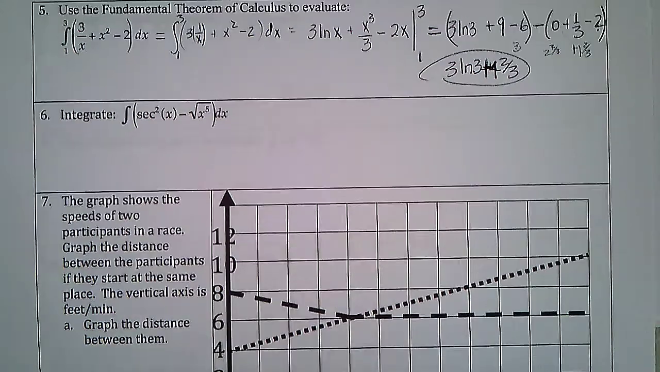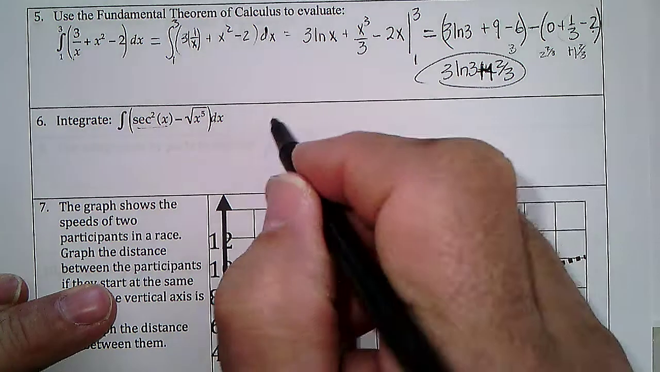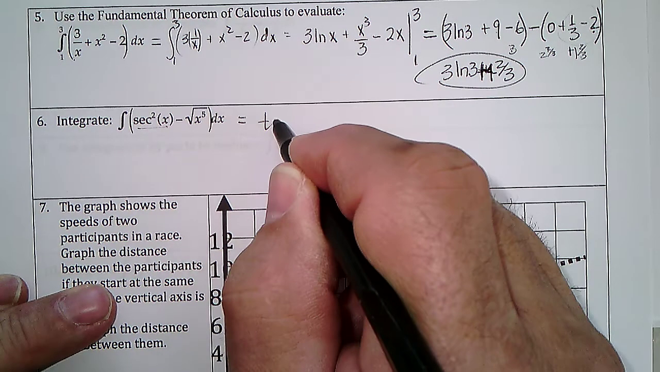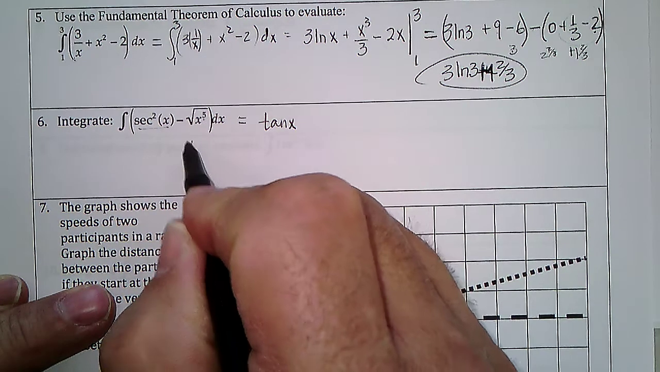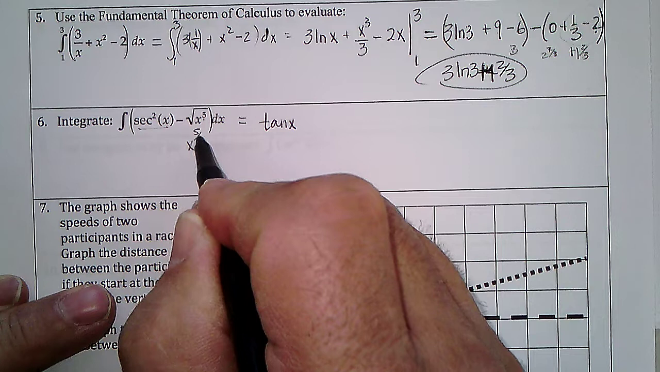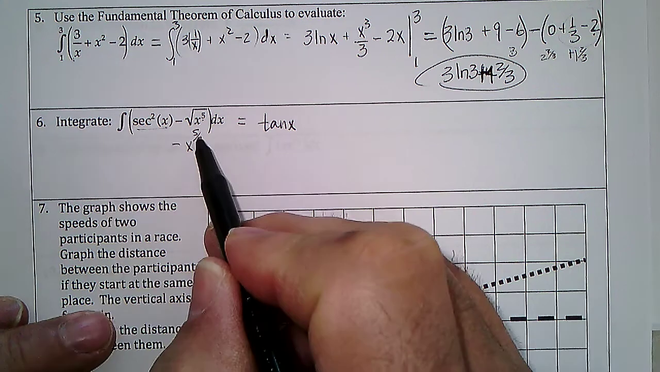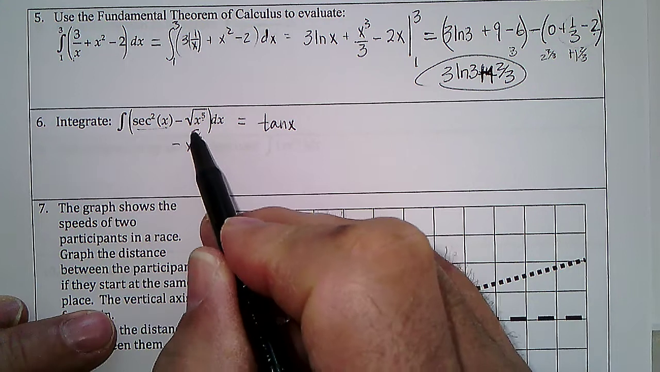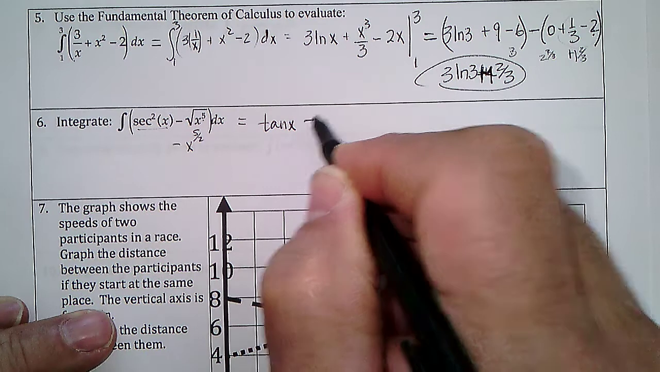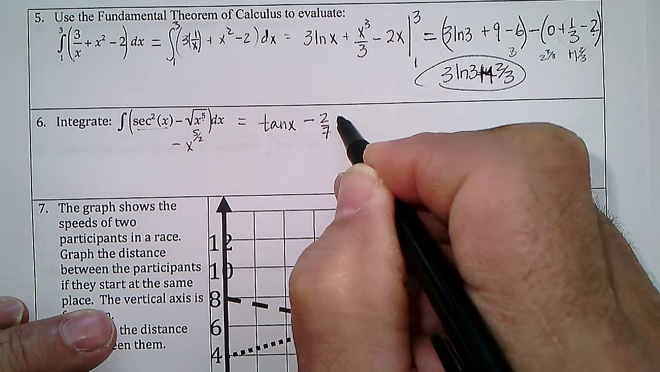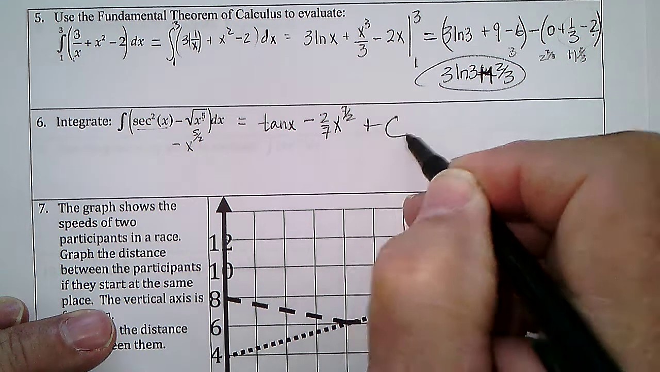All right, next one. The integral of secant squared is tangent. And the integral, this would be x to the 5/2 with a negative on it. And the integral of that would be, add 1 to this, so that'd be 2/2, so that'd be 7/2 times 2/7. So minus 2/7 x to the 7/2 plus c.